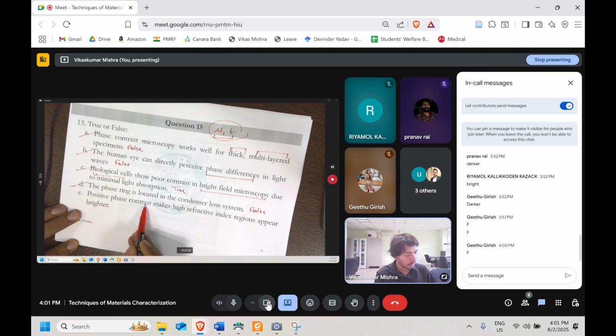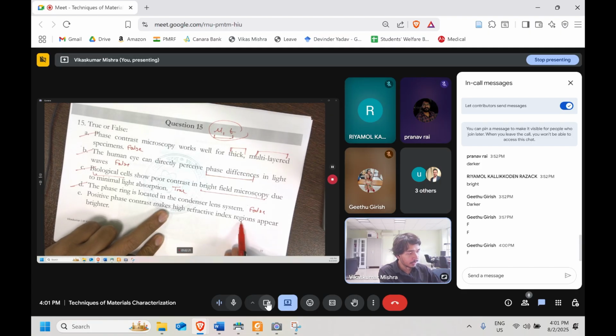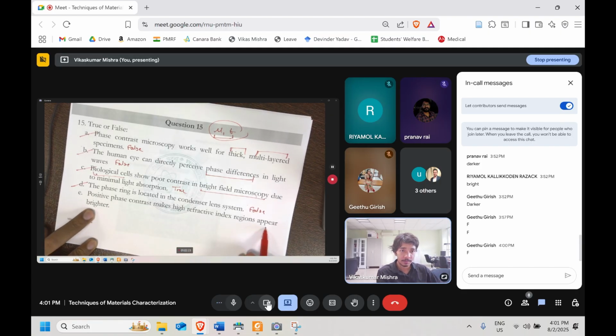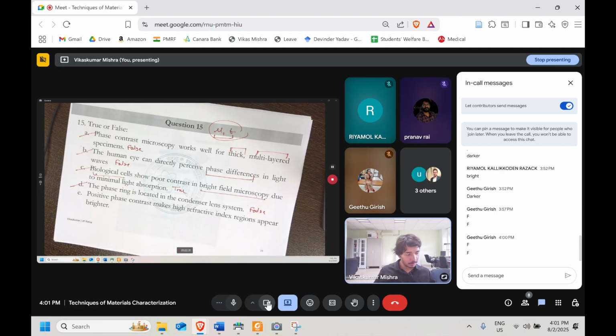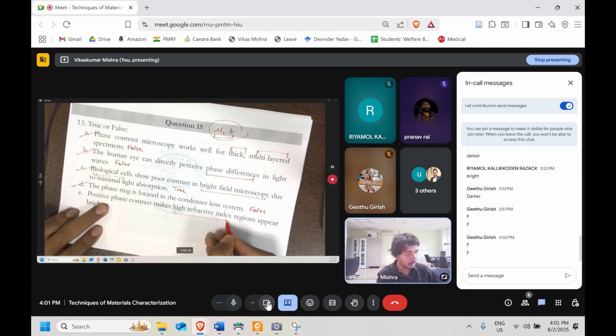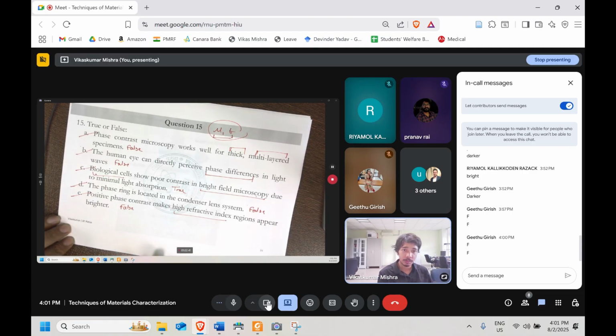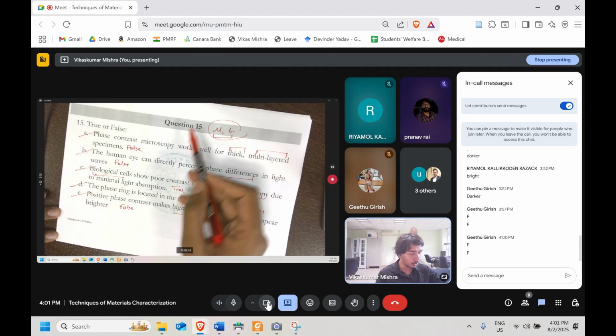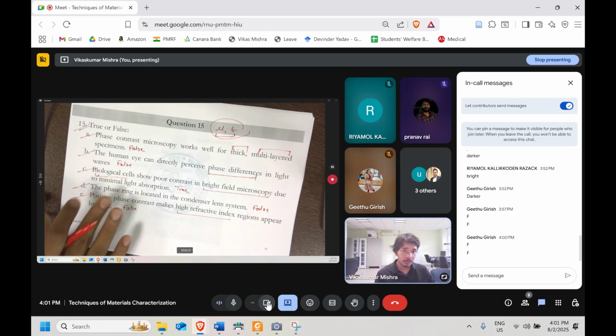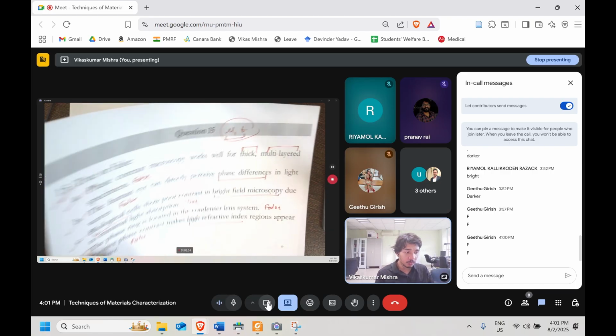The positive phase contrast makes high refractive index regions appear brighter. What do you think? If the refractive index is higher, then it will be brighter. No, it's darker, right? So this is what it is. So more or less, only one answer is true, the remaining are all false. Very good, guys. I'm happy that we are able to follow things.